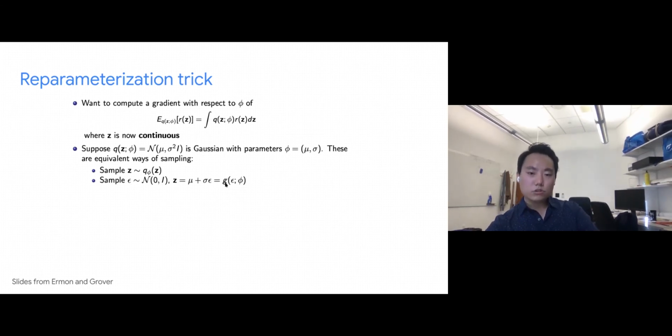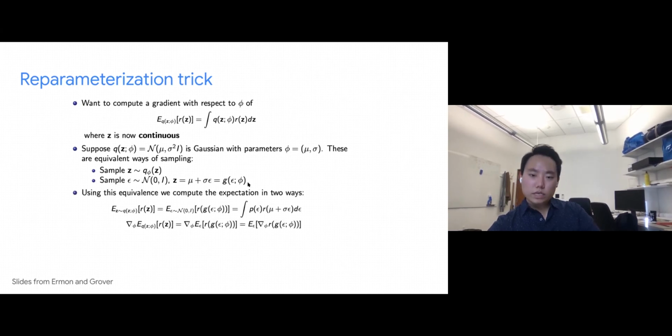So I'm going to call this linear transformation g. It depends on epsilon and also phi, because in this case, phi is this mean and sigma parameter. So this way of sampling and reparameterizing is actually the key that will allow us to compute these expectations. Normally you have an expectation that requires you to sample z from q of z times r of x. Instead of sampling z directly, I'm going to replace it with sampling these standard unit Gaussians, from standard normals.